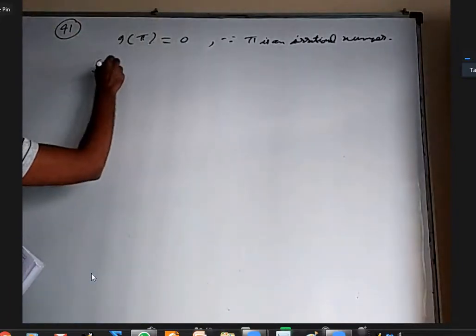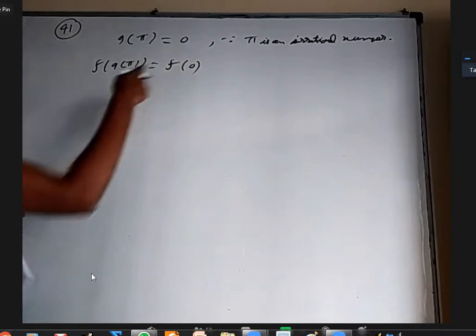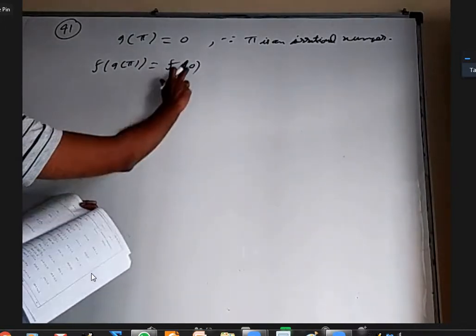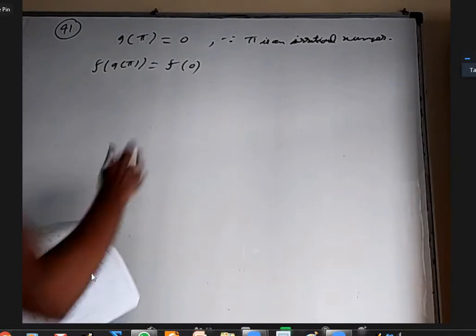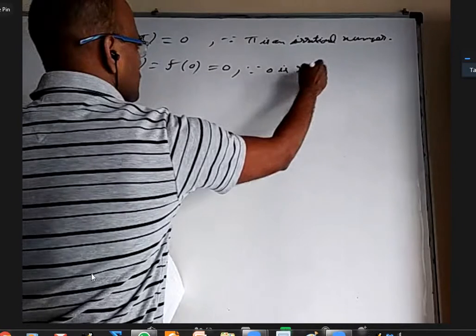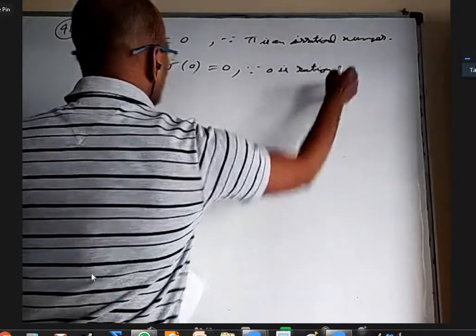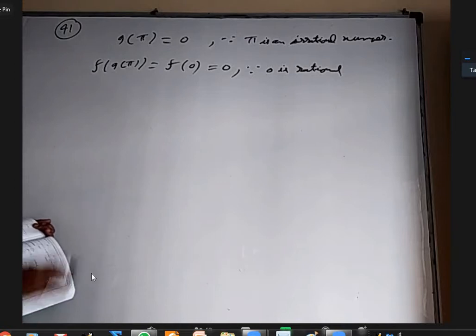Now, if you want f of g of pi, f of this is 0. Whether 0 or 100 or 1000 doesn't matter. As long as it is a rational number, the answer in f is 0, since 0 is a rational number.